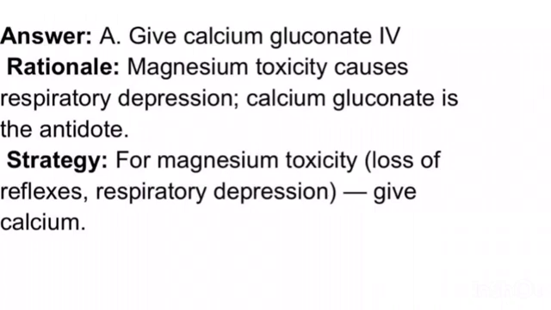Rationale: magnesium toxicity causes respiratory depression, calcium gluconate is the antidote. Strategy: for magnesium toxicity, loss of reflexes, respiratory depression, give calcium.